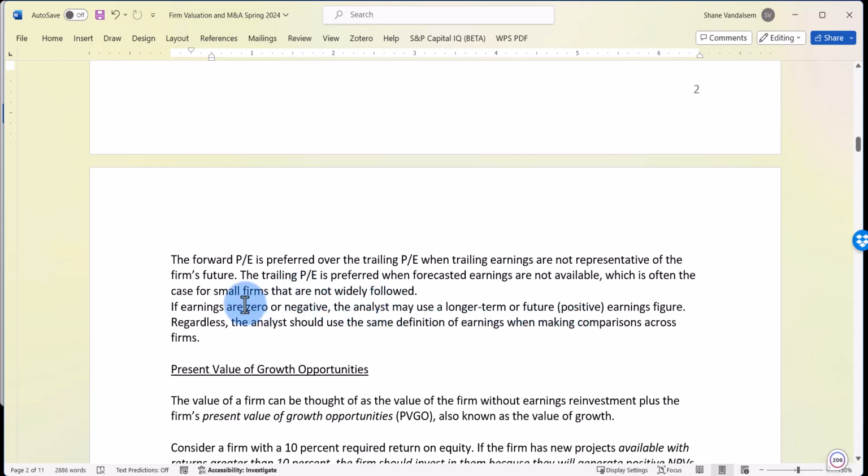Finally, if earnings are zero or negative, the analyst may use a longer-term or future positive earnings figure. Regardless, the analyst should use the same definition of earnings when making comparisons across firms. So for now, that's where we're going to stop with the comparables. We're going to get more into this when we talk about dividend discount models, and we can use that price earnings ratio for calculating the horizon or the terminal value of a stock sometime in the future.